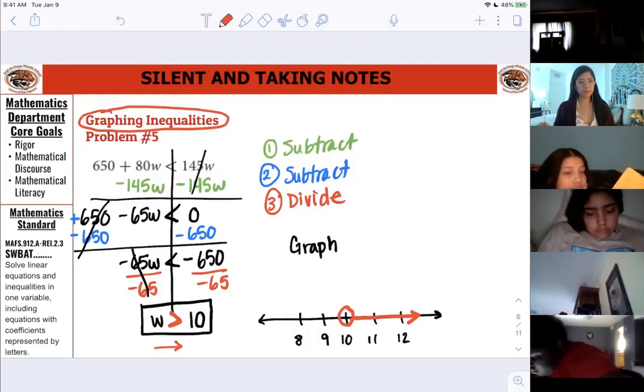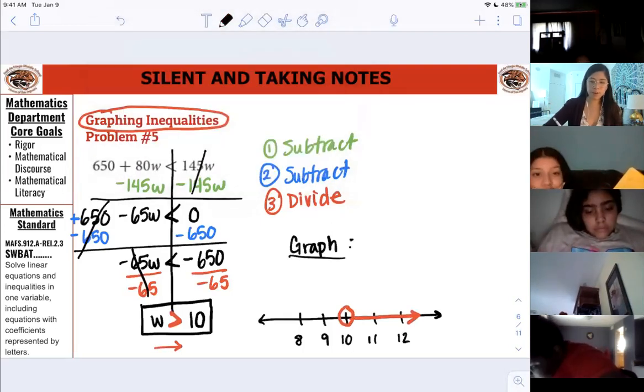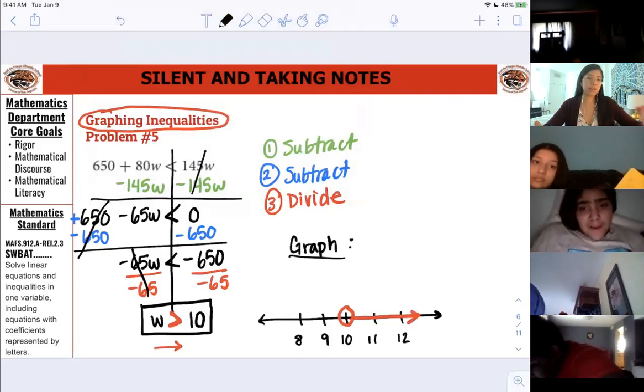That's my graph. We're going to do this a couple more times. So if you're confused right now, we'll do it a few more times. Hopefully it'll make more sense. But basically, you look at the number you got. I got 10. I'm putting an open circle because my answer has to be greater than 10. It can't equal 10. And then I make an arrow that goes in the same direction as my symbol. Does anybody want to ask a question about this before I go to the next one?